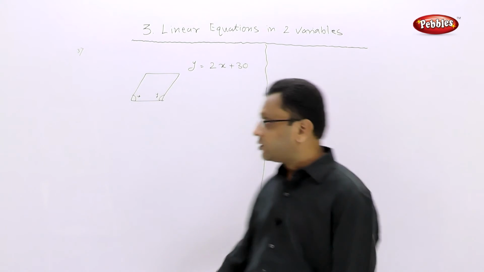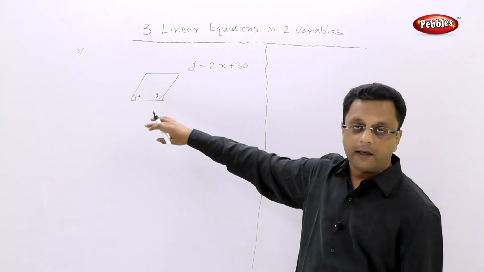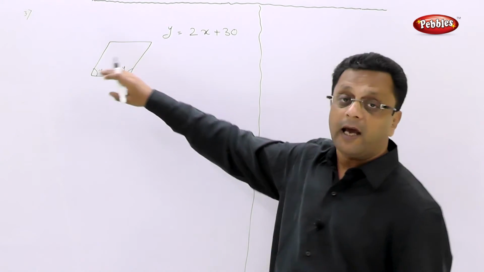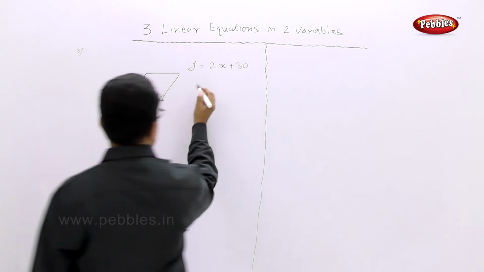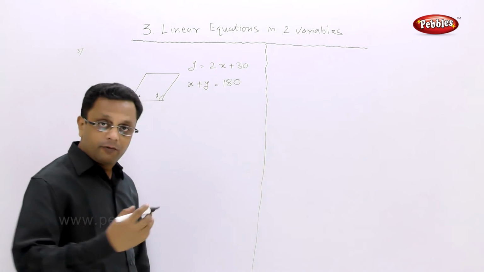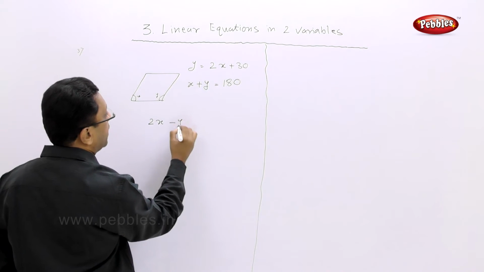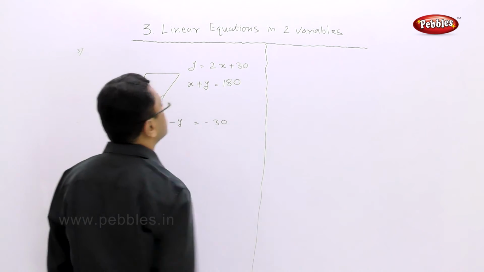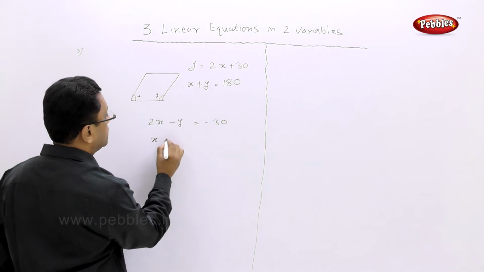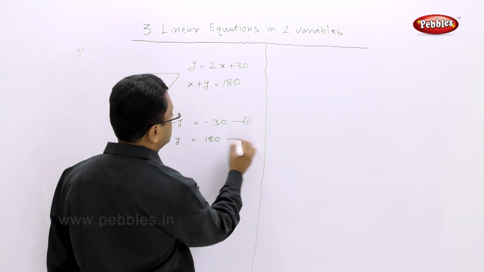And in a rhombus, we know that the sum of two adjacent angles is 180. So we can write x plus y is equal to 180. So here we have got two equations. First is 2x minus y is equal to minus 30, and x plus y is equal to 180. This is equation 1, this is equation 2.